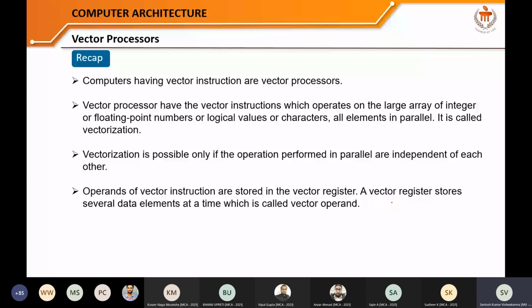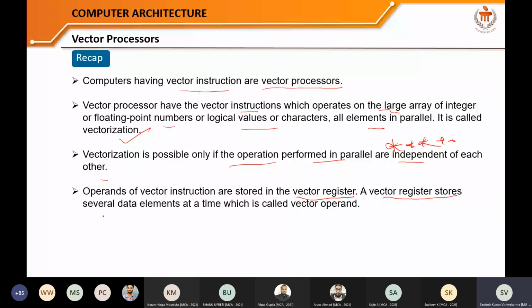So let me recap what we have understood till now. Computers having vector instructions are vector processors, from where we started. Vector processors have vector instructions which operate on a large array of integer or floating point numbers, or logical values of characters, or all elements in parallel. That is known as vectorization. Vectorization is possible only if the operations performed in parallel are independent of each other. I have talked about this in a very important manner, independent of each other. Operands of vector instructions are stored in a vector register. As we have discussed, a vector register stores several data elements at a time, which is called a vector operand.